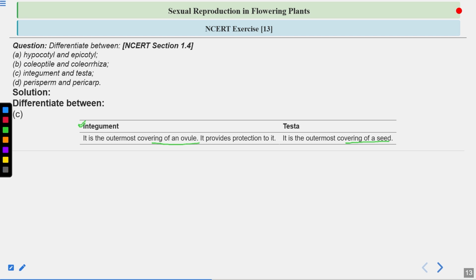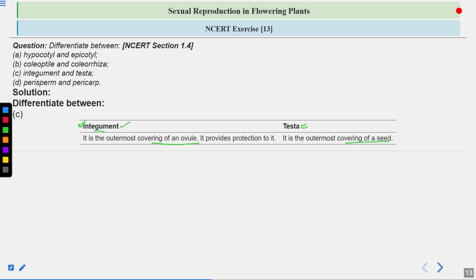And how is this testa formed? The question should be asked. Actually, it is derived from the outer integuments of the ovule after fertilization. You have seen the integuments, outer integument and inner integument. So the outer integument after fertilization transforms into the testa, and that forms the covering of the seed. So it is actually the same thing.